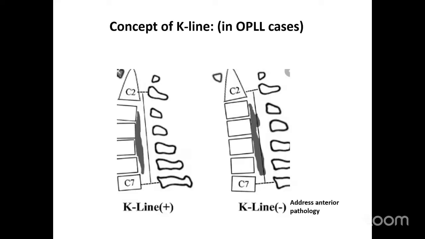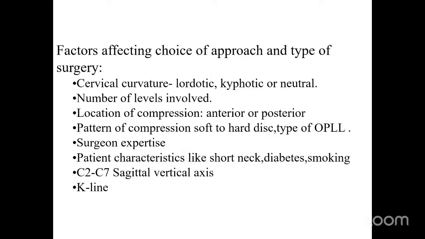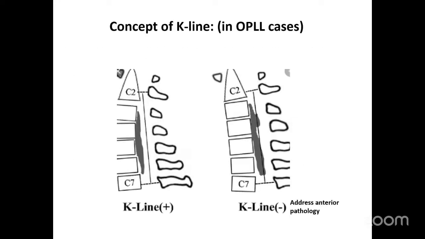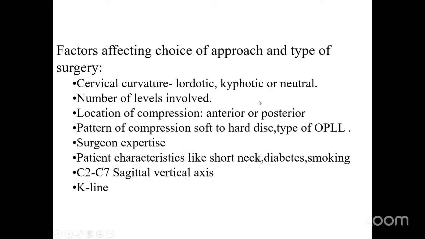This is not a very good dictum. There are other factors which you should consider apart from K line, right? But yes, this should always be kept in mind. In case of lordosis, you can very well go posteriorly. In case of kyphosis, you should not go for only posterior surgery. You should try and get the kyphosis of the cervical spine corrected by fixing it posteriorly or doing ACDF anteriorly.